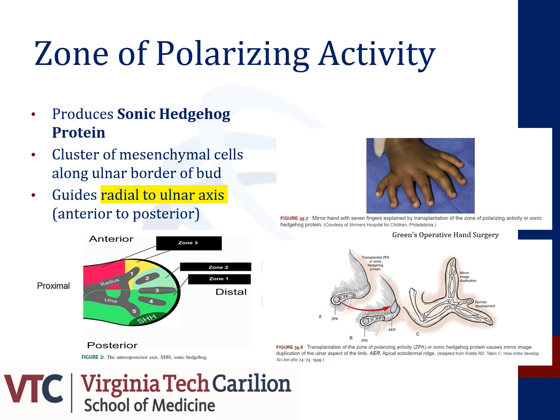Without this pathway, there is mirror hand or failure of differentiation between the radial and the ulnar sides of the hand. This is a dose-dependent problem and can lead to variable numbers of fingers and different phenotypes of mirror hand if errors in this pathway occur.